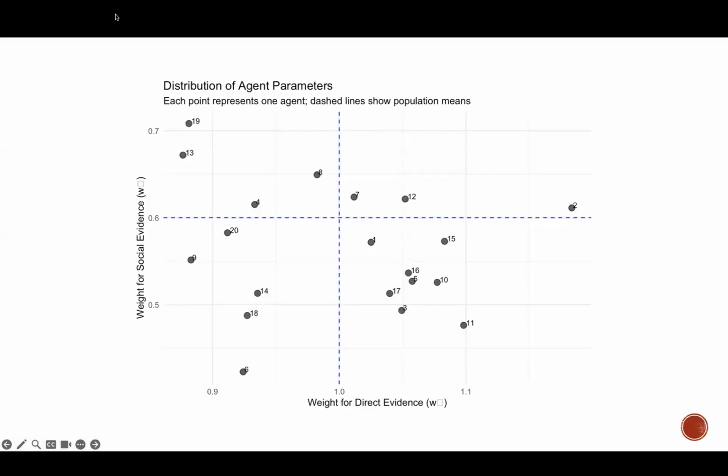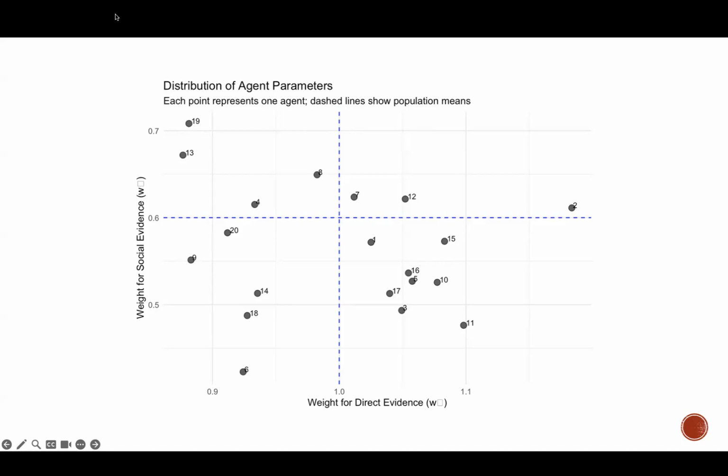So we run the simulation. We look at the distribution of the weight in the simulated agents. On the x-axis, we look at the weight for direct evidence. You can see it's centered at 1, but it varies from almost 0.8 to 1.2.